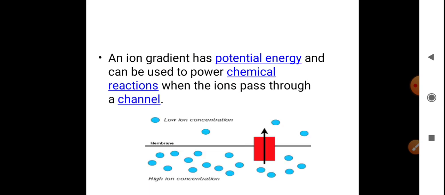An ion gradient has potential energy and can be used to power chemical reactions when the ions pass through a channel. As in this diagram, you can see there is a membrane, and inside the membrane there is a high concentration of ions, and outside the membrane there is a low concentration of ions. This red area between the membrane represents a channel through which these ions will move from high concentration to low concentration.